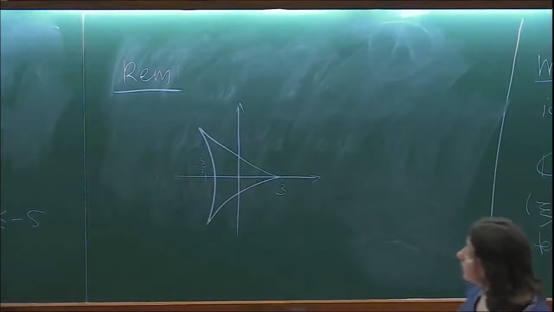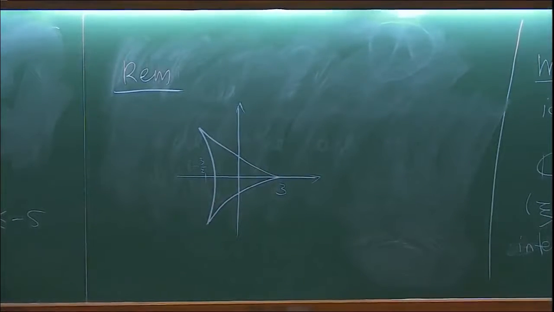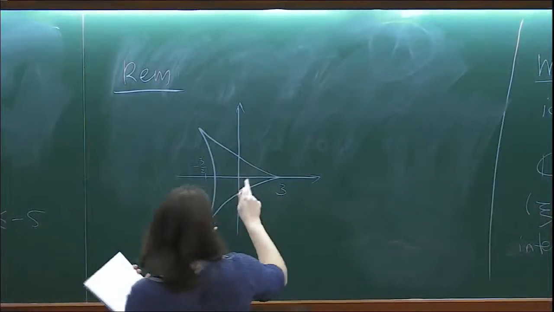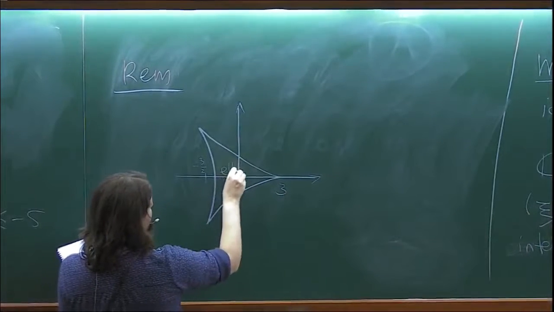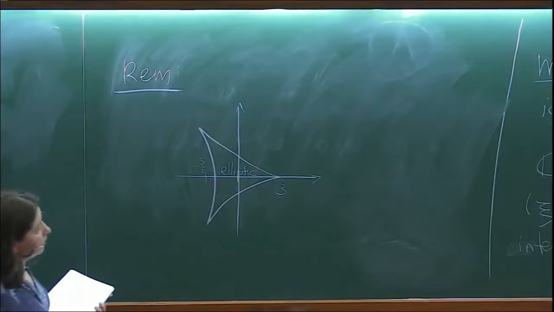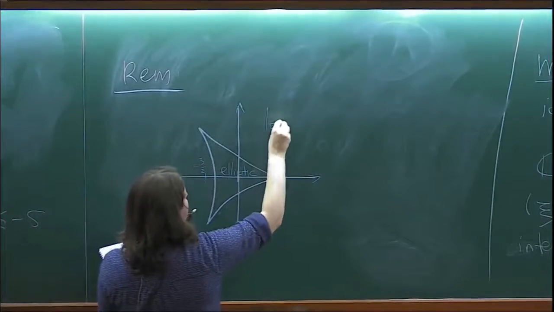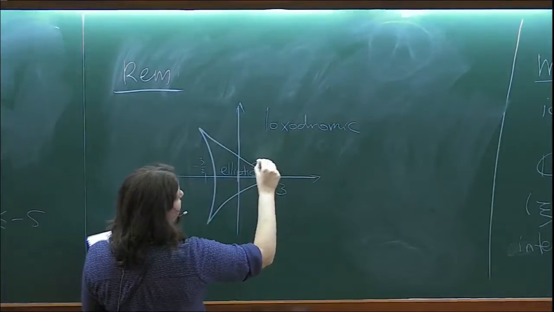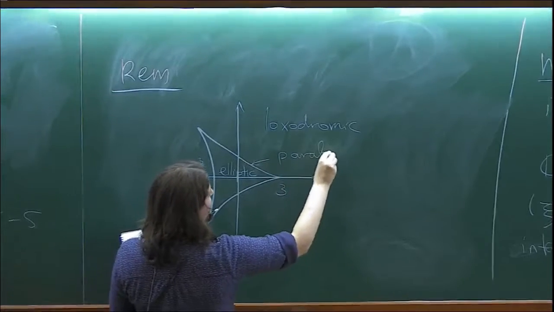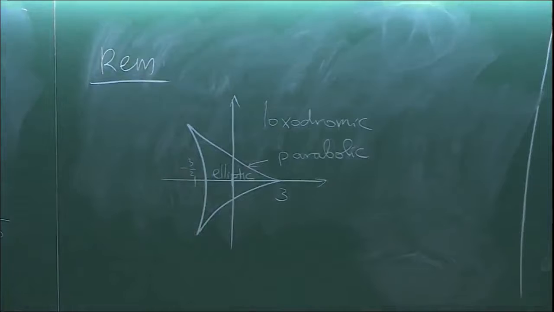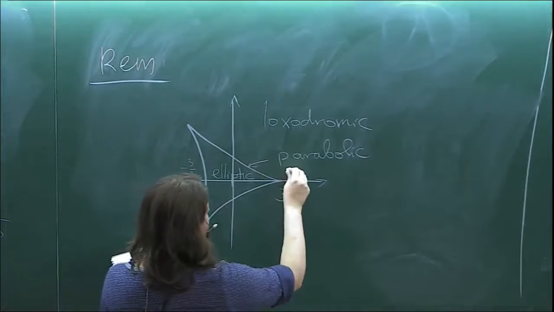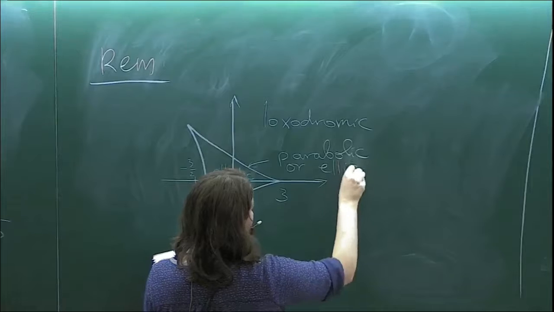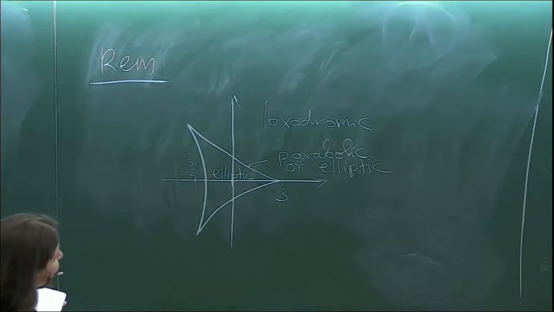We have a sort of deltoid shape in the complex plane, and if the trace lands inside this triangle, then the element is elliptic, and outside it's loxodromic, and on it, it can be parabolic, but also some special elliptic elements are there as well. And this deltoid can be described explicitly.